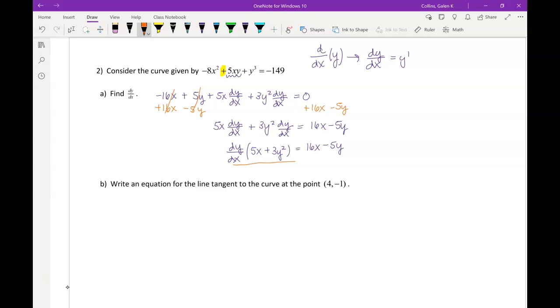All right, in our very last step, well, I hope it's our last step, I'm going to divide, because the left-hand side of my equation is two factors, right? I have dy/dx times some junk in parentheses. That junk is 5x plus 3y squared. I'm going to divide both sides by the factor of 5x plus 3y squared, and that will isolate dy/dx. So my final answer is dy/dx equals 16x minus 5y over 5x plus 3y squared.